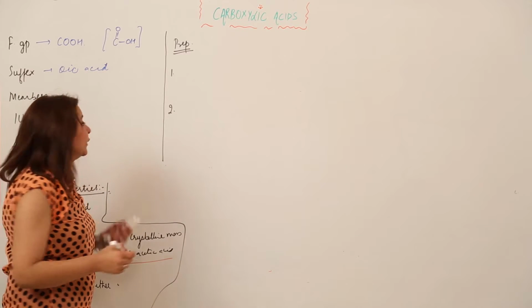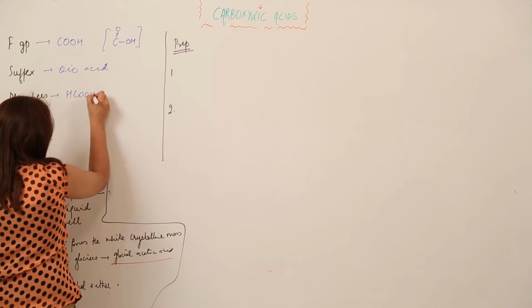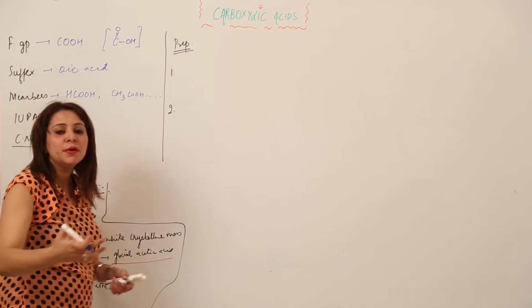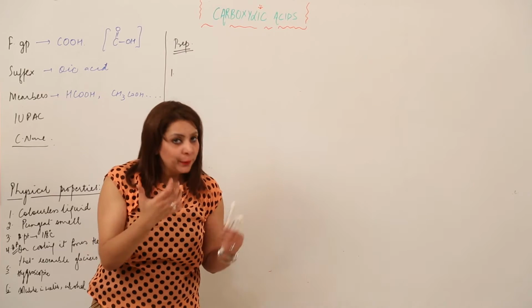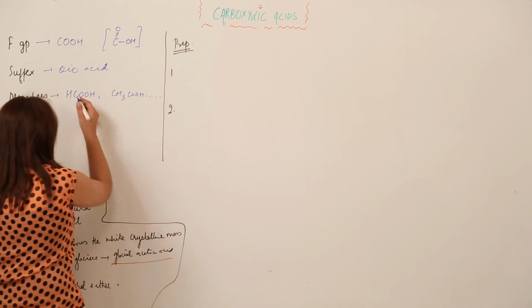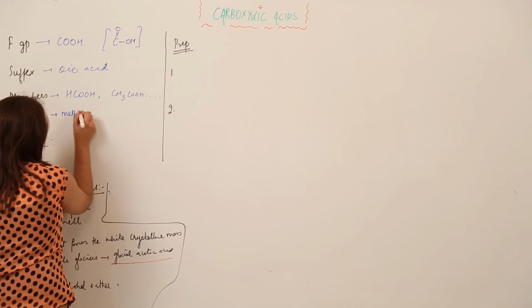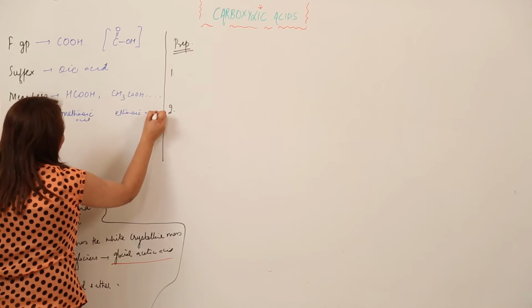And the members, you know that the first member is methanoic acid, the second is ethanoic acid. So this is how you are going to get many members of different carboxylic acids. And now when we talk about the IUPAC names for them, you know that the IUPAC name for the first is methanoic acid, for the second is ethanoic acid, likewise.